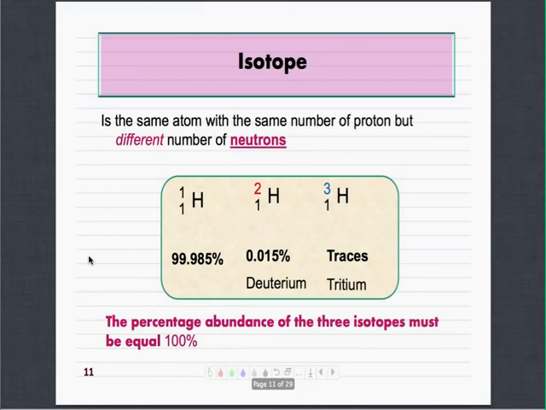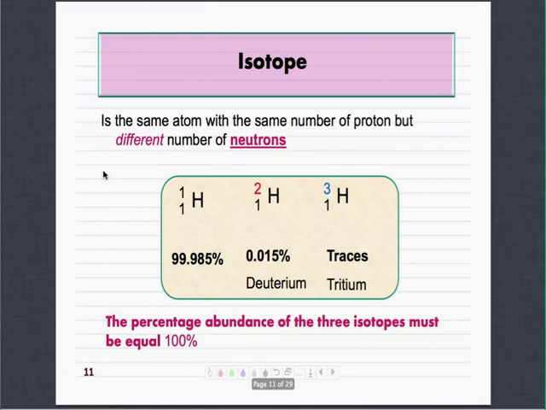It's exactly the same element, so it has exactly the same protons. The three of them must have the same number of protons, and they only differ in the number of neutrons. And we call these isotopes. And these isotopes have different percentages of abundance.